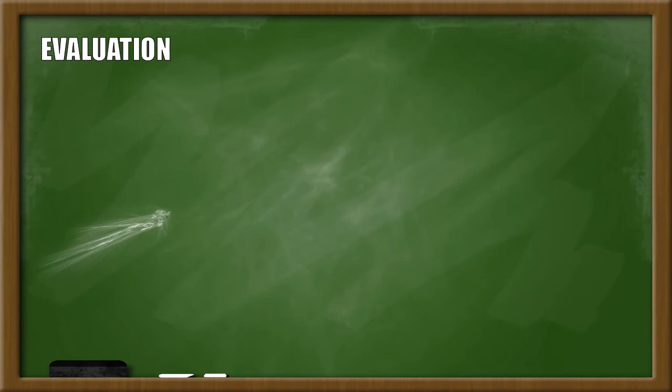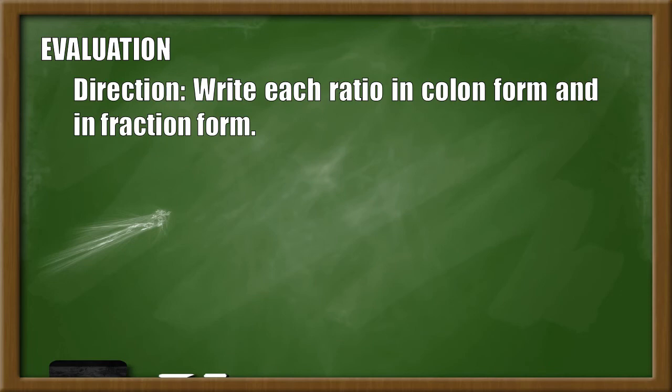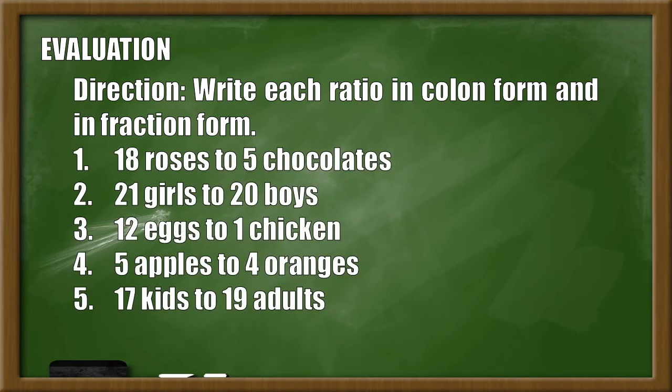Okay, let's have an evaluation. Let's read first our direction. Write each ratio in colon form and in a fraction form. Number 1. 18 roses to 5 chocolates. Number 2. 21 girls to 20 boys. Number 3. 12 eggs to 1 chicken. Number 4. 5 apples to 4 oranges. Number 5. 17 kids to 19 adults. Go and answer. Good luck!